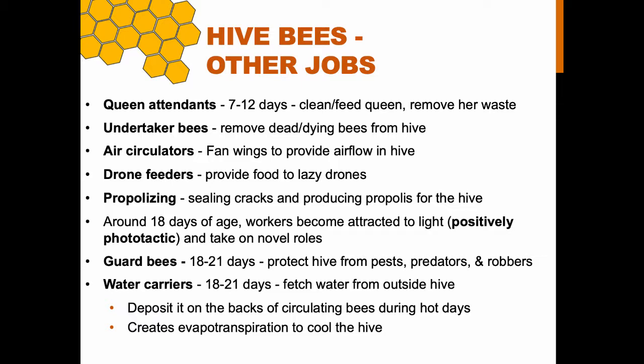They'll also become water carriers. Water carriers basically, on hot days, fly out and collect water. They bring it back to the hive, and they'll deposit it on the back of the air circulating bees. The idea is that that will cool those bees down. It'll also cause evaporation, which cools the hive through evapotranspiration, like a swamp cooler cools down the house. So bees have a really primitive air conditioning system.